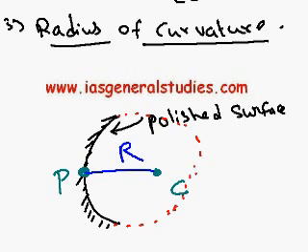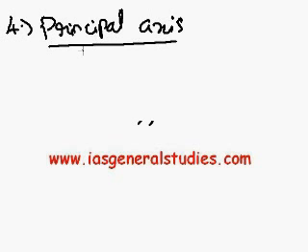Okay. Hope the lesson is going interesting for you. Now we have one more term called principal axis. The fourth term we are going to study here is the principal axis. It's very simple. It is just a line joining the pole and the center of curvature. So if you join a line through the pole and the center of curvature, that line is called the principal axis.